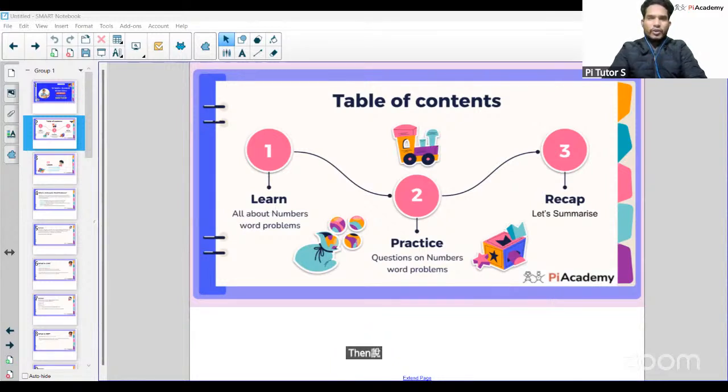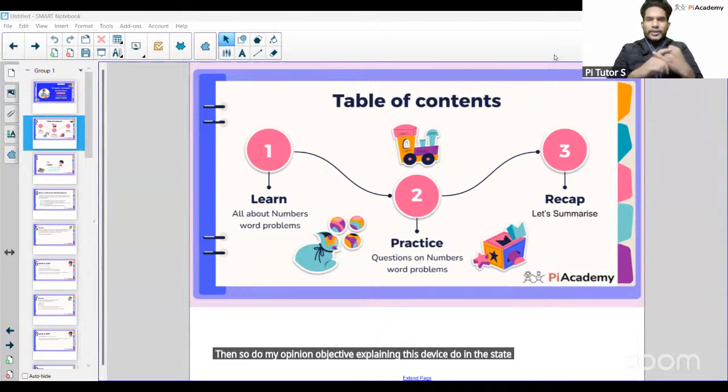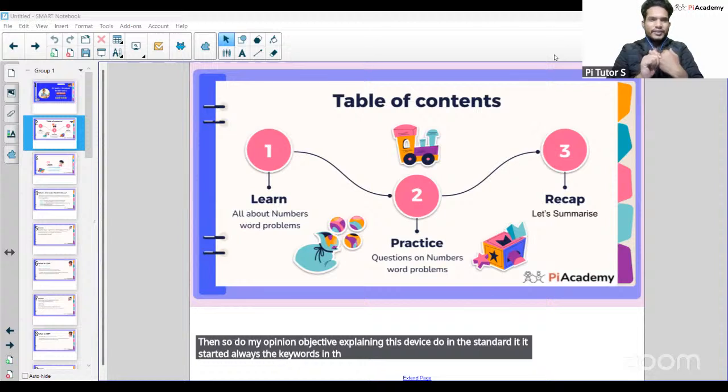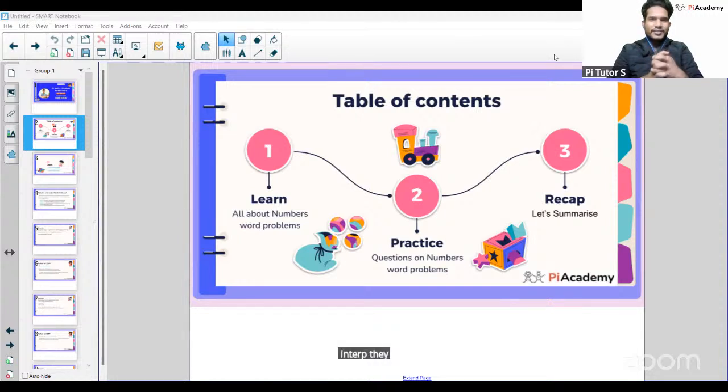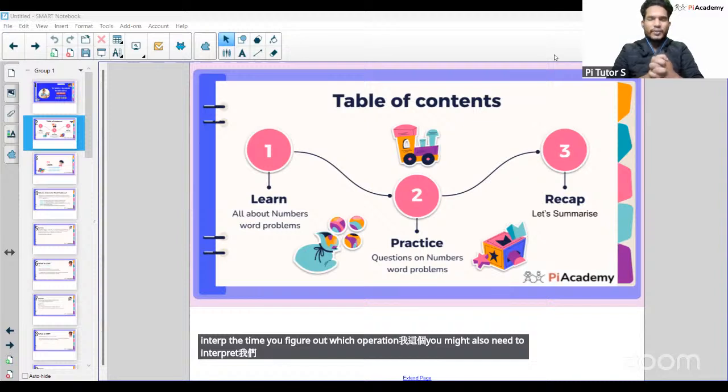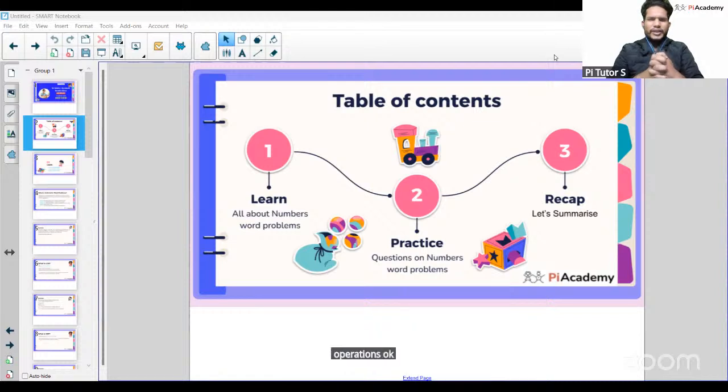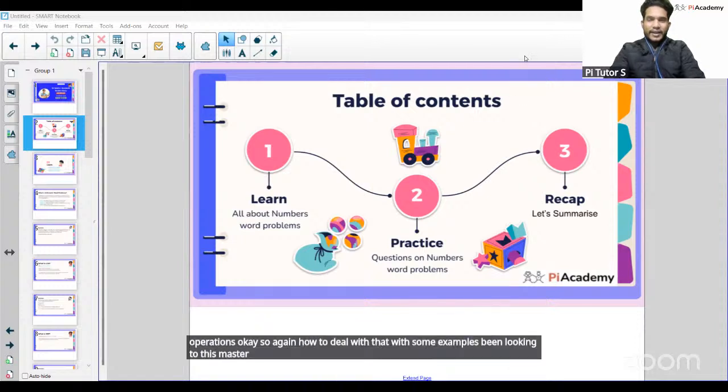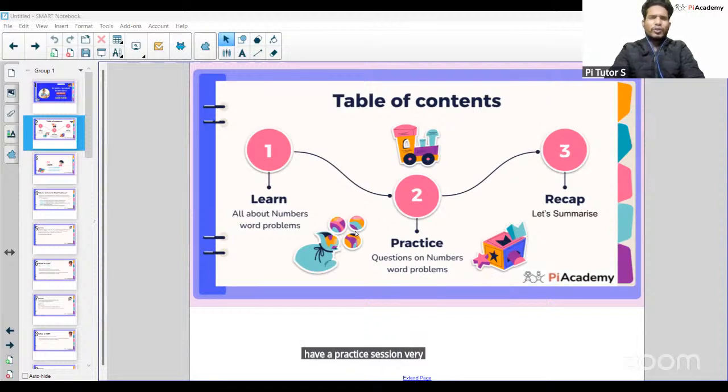My overall objective of explaining this to you is to understand that it's not always the keywords in the question that help you figure out which operation it is. It's even more than that. Sometimes you might also need to interpret and understand what the word problem is all about before deciding the correct operations. So how to deal with it, with some examples, we will look at in today's masterclass. And then of course, we will have a practice session where we will solve questions on all the things discussed, like HCF, LCM, and word problems.